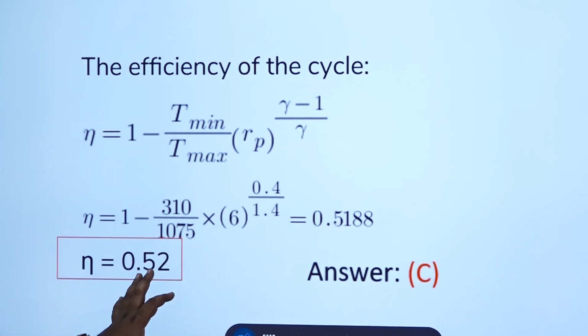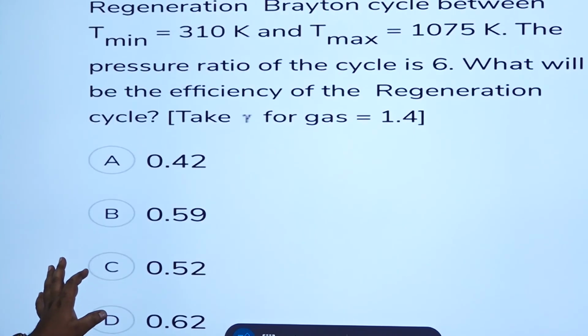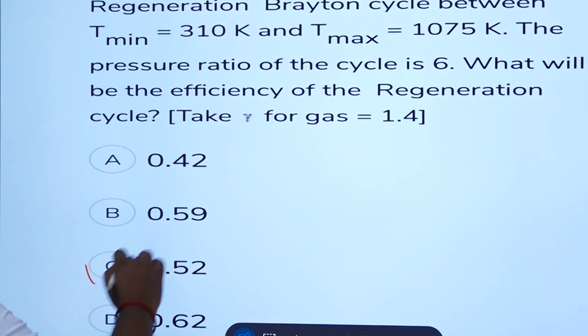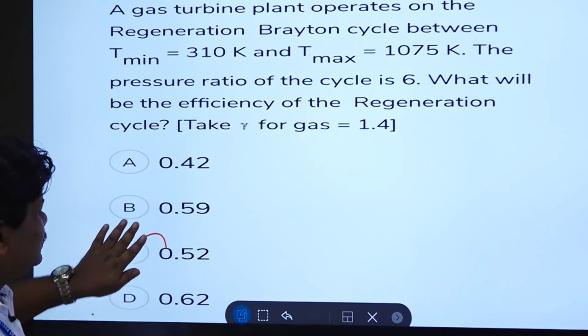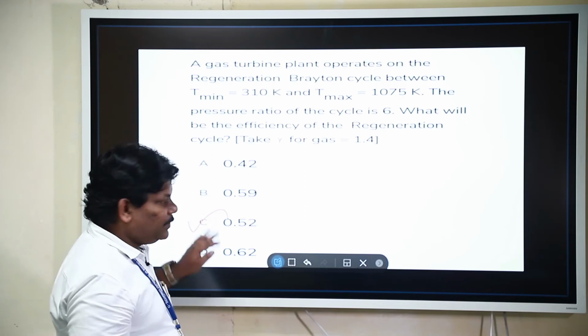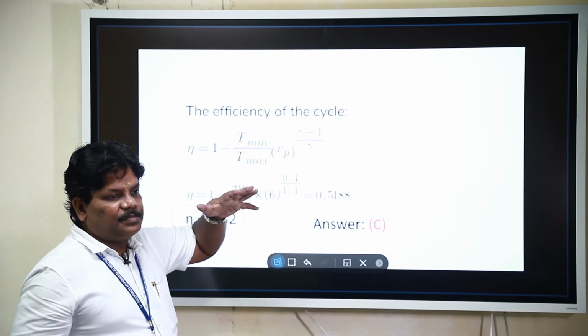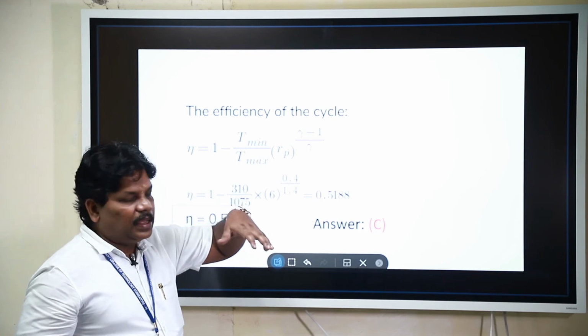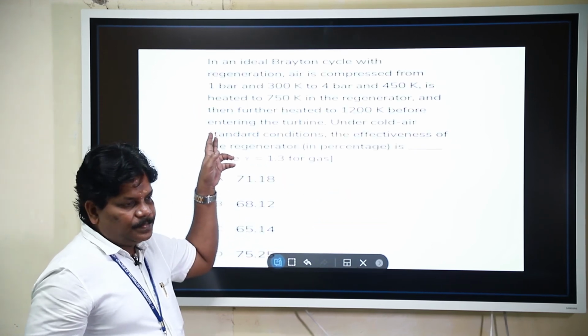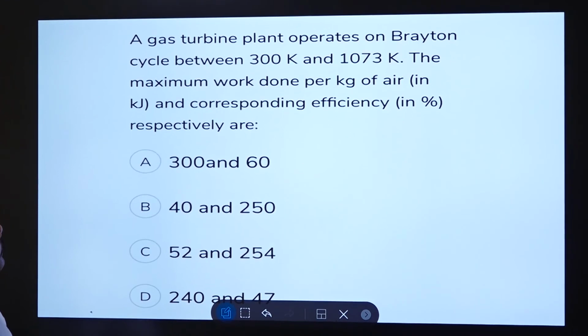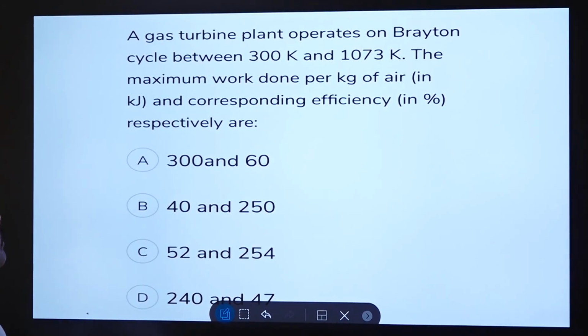So 310 divided by 1075. So you directly substitute in this, you will get the answer. So that is 0.52. The answer is C. Okay, so these are all direct questions. So directly you have to substitute the formula or you have to use the formula according to the data. Okay, so next one is, so you can see here.